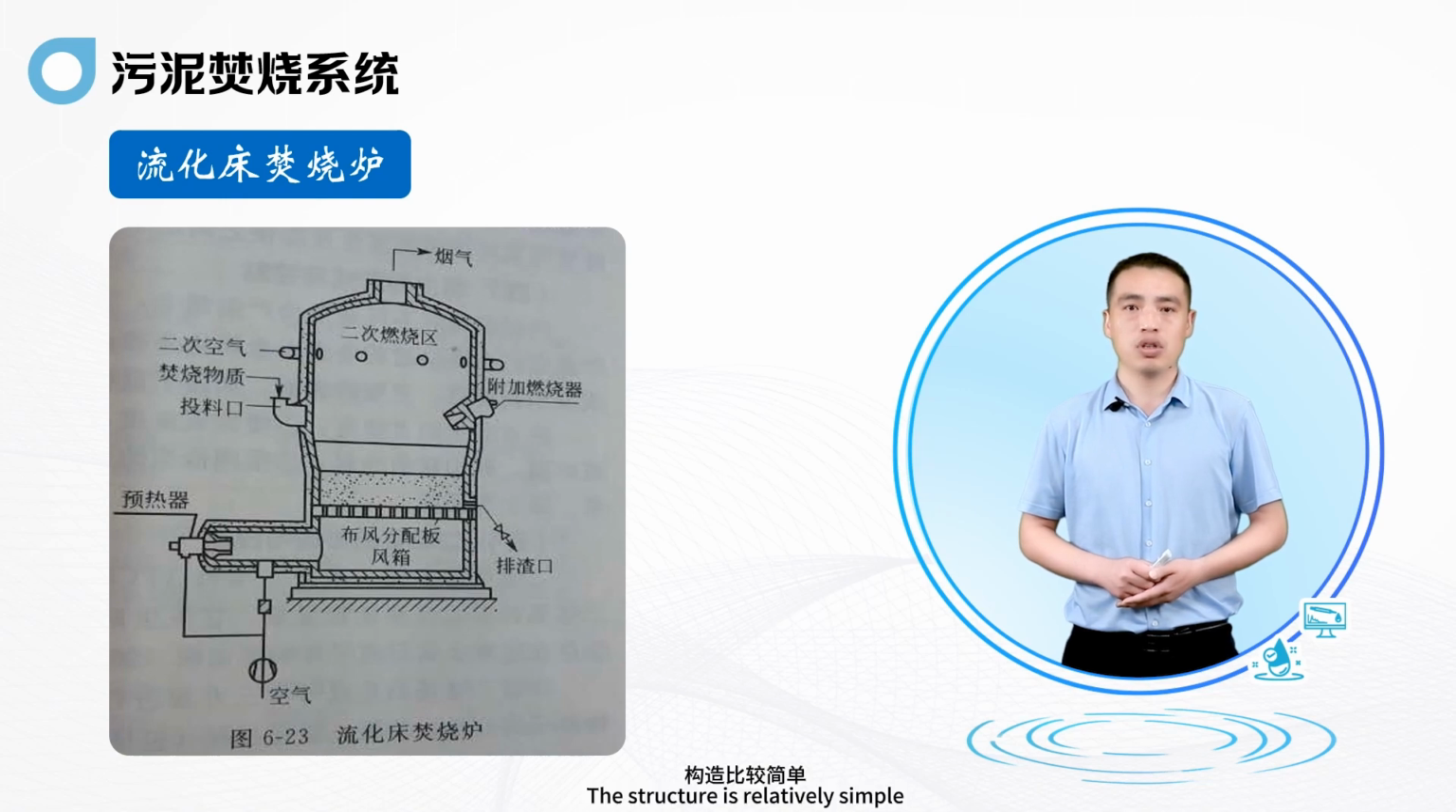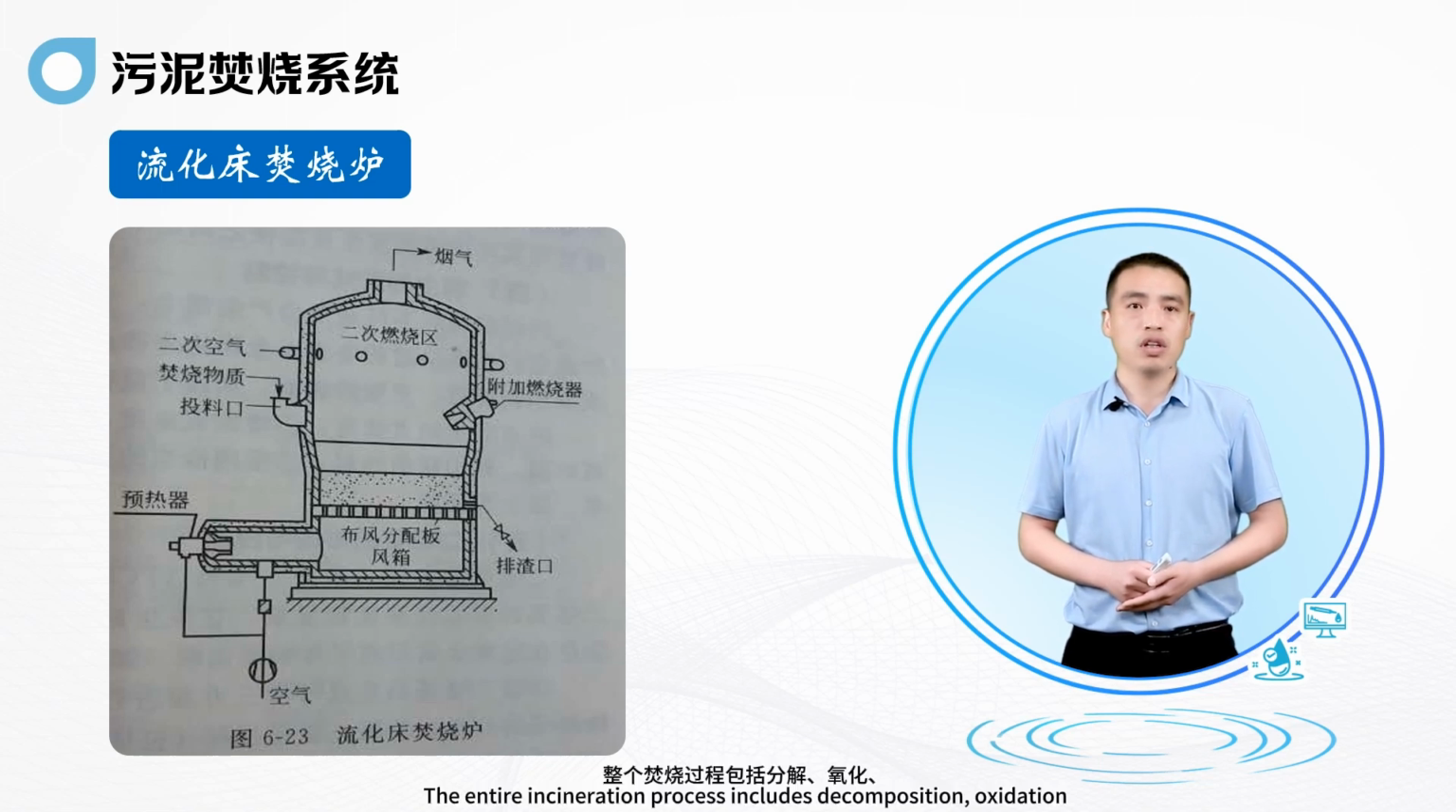Next is the fluidized bed incinerator. The structure is relatively simple, as shown in the figure. Its advantage is the use of quartz sand as a heat carrier, forming a suspended state under the jet of hot air. After adding the mud cake, it mixes intensely with the hot sand, so the thermal conduction efficiency is relatively high, the incineration time is short, and the furnace body is relatively small.